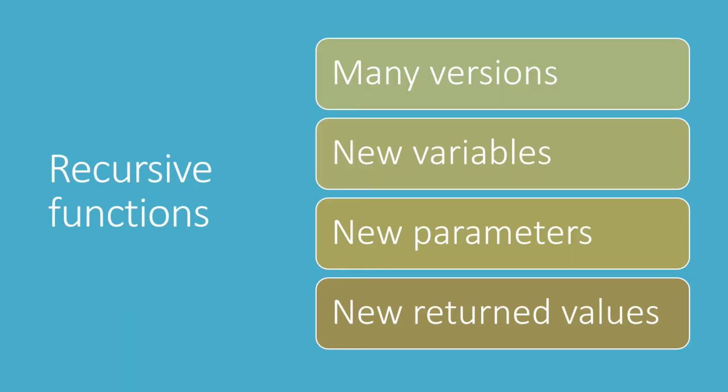So now let's turn to recursive functions. Remember that a recursive function opens a new copy of itself, and that copy in turn will open new copies. And so you get many versions of the function opening in memory until you reach the base case. Each of those new versions has new variables, new parameters, and new returned values. So basically, if we're going to trace a recursive function, we're going to create lots and lots of trace tables, one for each version of the function.